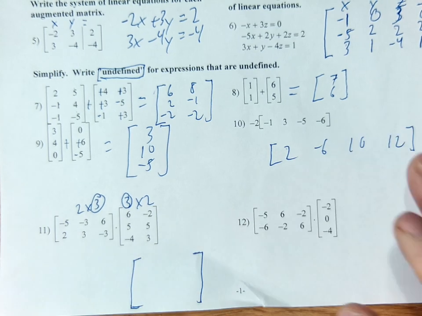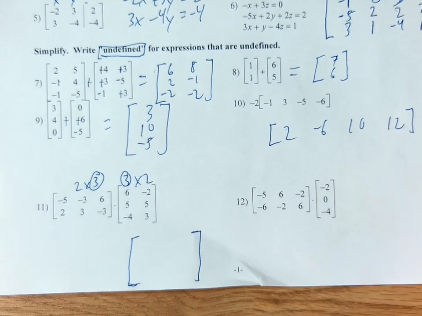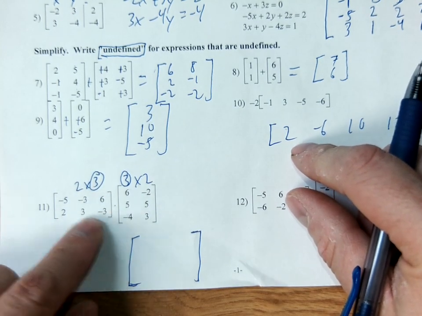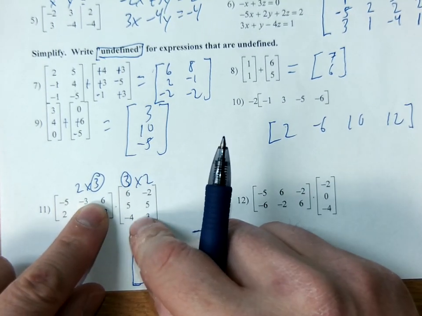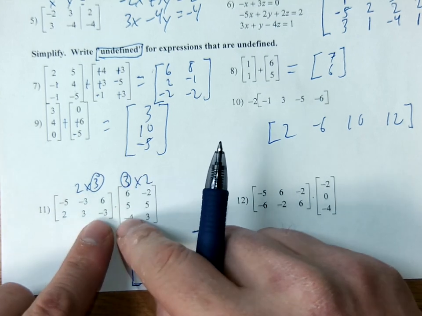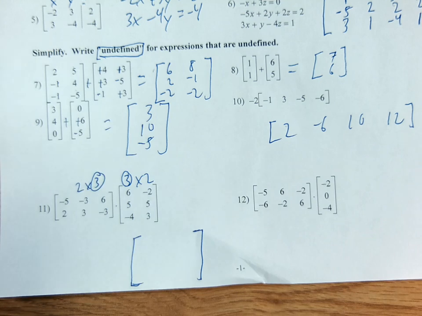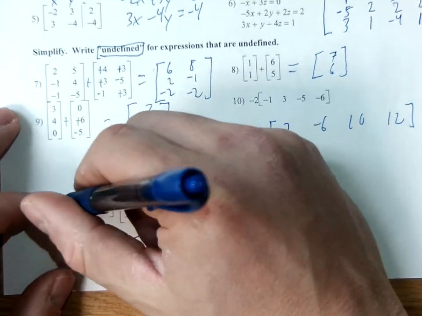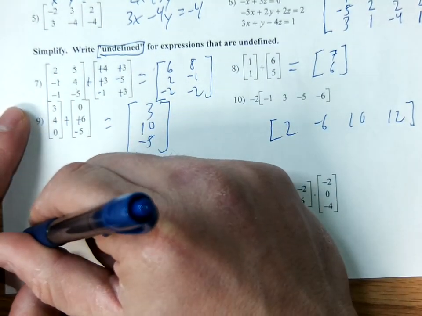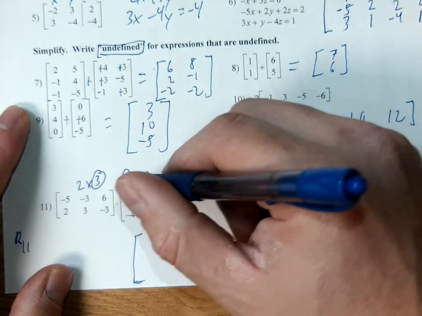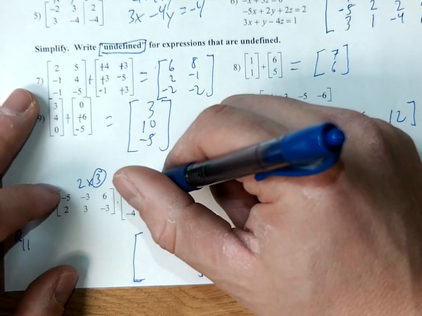Now I can use a calculator here to multiply these, or I can do it by hand. If I do it by hand, it's going to involve multiplying the rows by the columns. So we're going to have 6 numbers here, 6 numbers here, 6 numbers here, 6 numbers here. We're going to have 24 numbers total to multiply and then add. We can also do it on the calculator. So let me do one part by hand, and then you can do the other ones on the calculator if you want. Doesn't matter if you do any of them on the calculator.